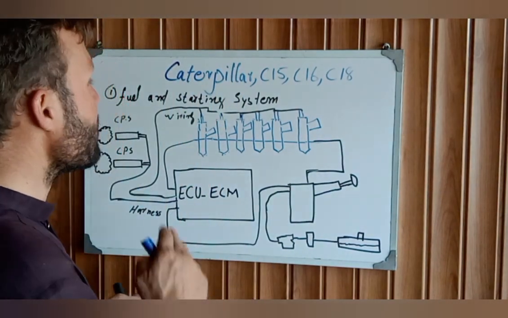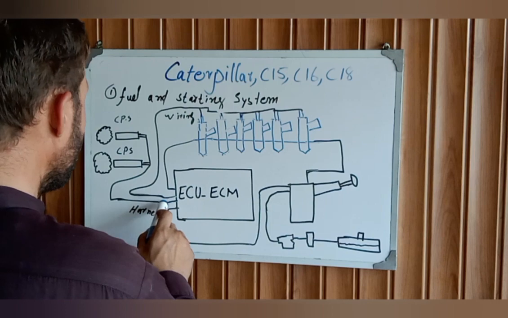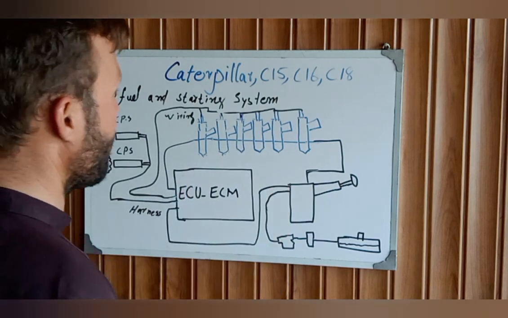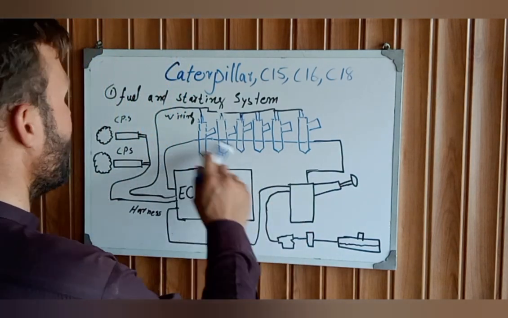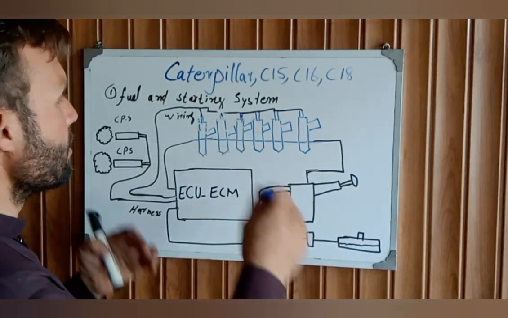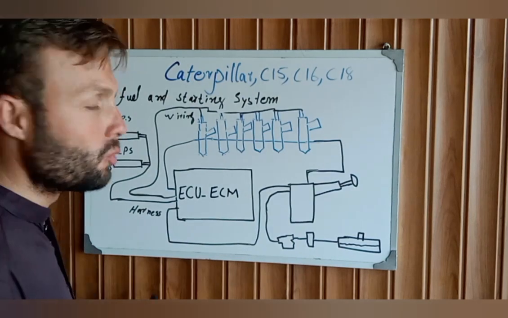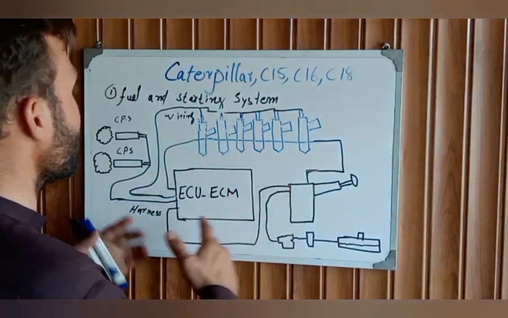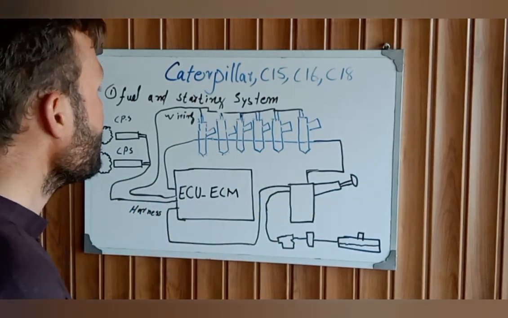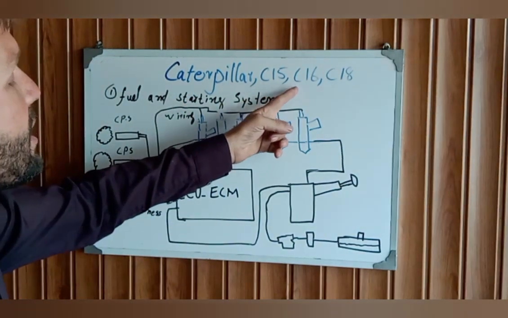At this time, the ECM sends a signal to each injector, determining which injector is on top and ready to fire. And so the engine starts firing, the engine rotates, and the injectors spray fuel into the combustion chamber. The engine comes to the starting position. After that, once the engine starts, it goes up and reaches the rated RPM. This is the complete fuel system and starting system of the Caterpillar C15, C16 and C18 models.